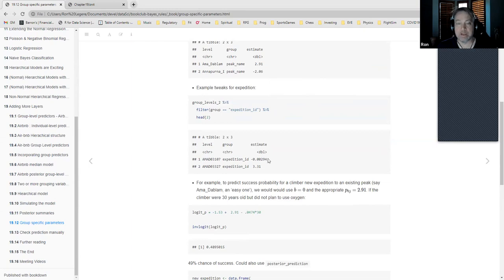This expedition had a median-level success rate, and the leader of this expedition was on the ball here, plus 3 for the tweak for that expedition. So we can use this to make predictions.